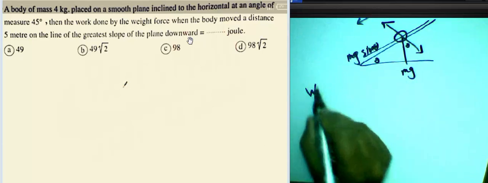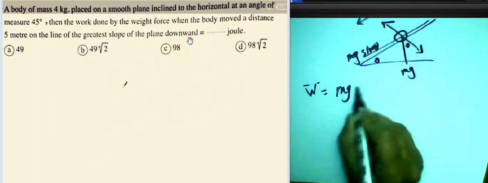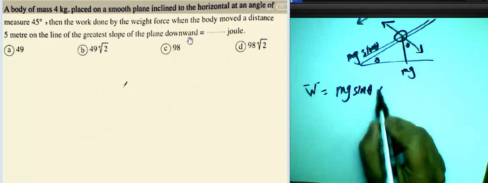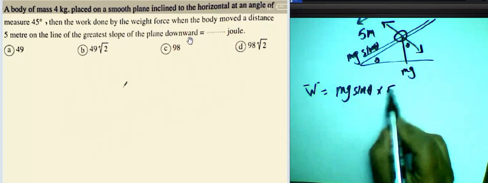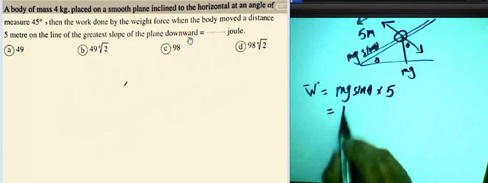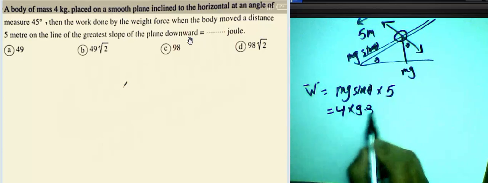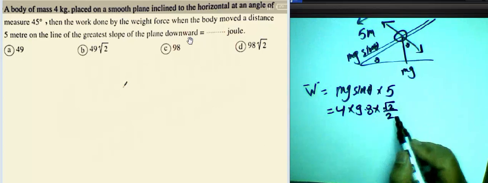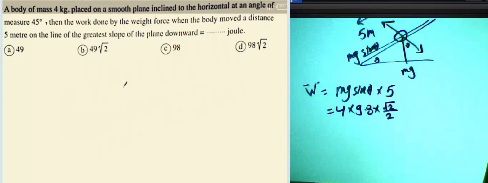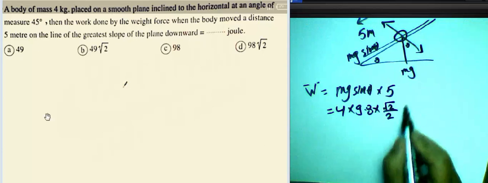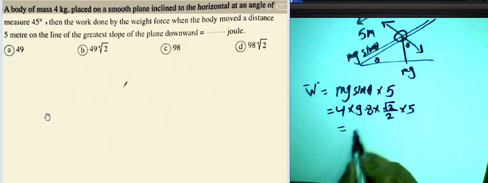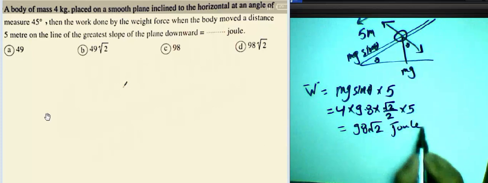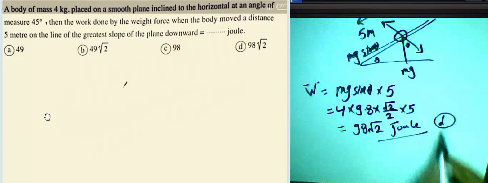So the work, we can write, equals mg multiplied by sine theta multiplied by the displacement 5 meters. So 4 multiplied by 9.8 multiplied by sine theta, which equals root 2 over 2 or 1 over root 2 because he gives us the angle 45 degrees, multiplied by 5. You can use the calculator to find the result. The result will be 98 root 2 joules. It chooses letter D.